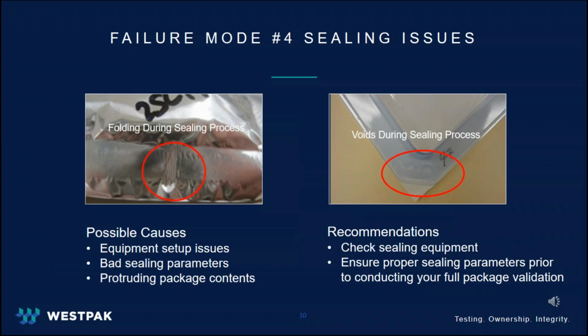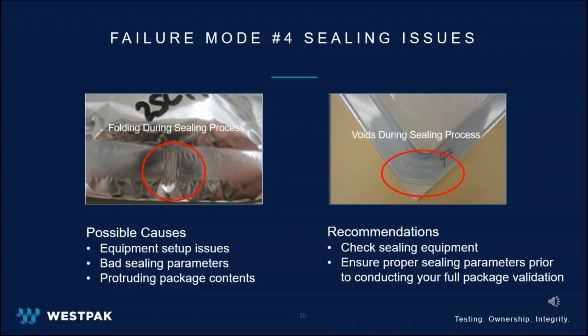The last gross leak testing failure mode I would like to talk about is sealing issues. As you can see on the pouch on the left, there are a lot of creases in the seal. This can be caused by folding of the material during the sealing process. The contents inside the pouch can also cause this by shifting into the sealing area during the sealing process. After you have sealed your pouches, you should conduct a visual inspection of the seal prior to testing to identify this issue.